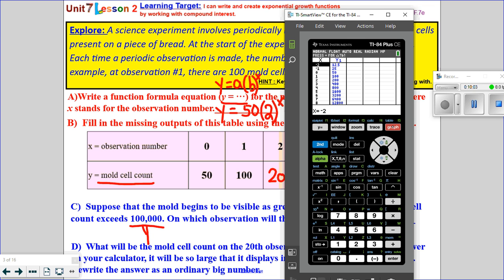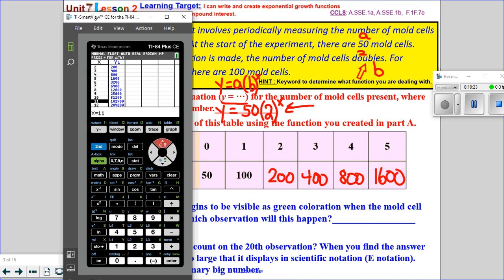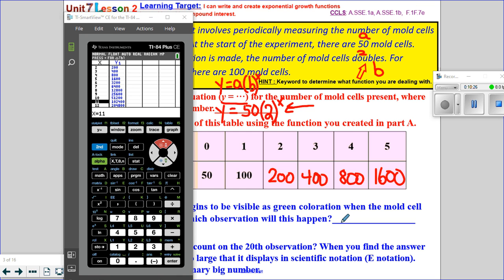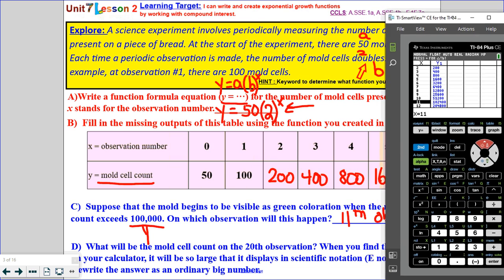So you're looking for the y of 100,000 or more, exceeds 100,000. So we're not there yet. We're not there yet. 11, whatever it is. Wait, 11. So on which observation will it exceed 100,000? Well, the 11th. 11th observation. So that's really the good thing about using the calculator.